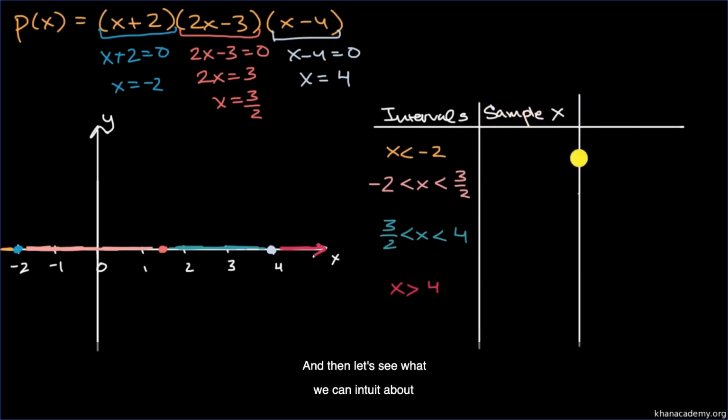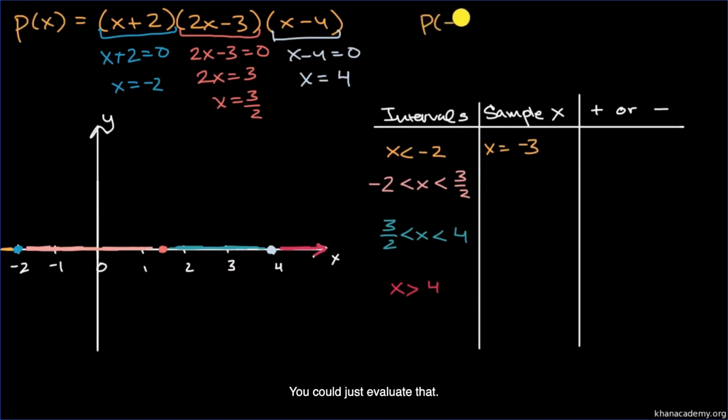And then let's see what we can intuit or deduce about whether over that interval we are positive or negative. So for x less than -2, maybe an easy one or an obvious one to use. It could be any value where x is less than -2, but let's try x equal to -3. So you could try to evaluate p of -3.